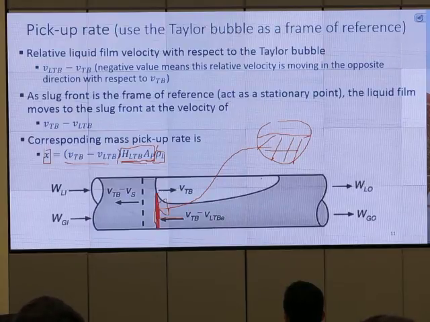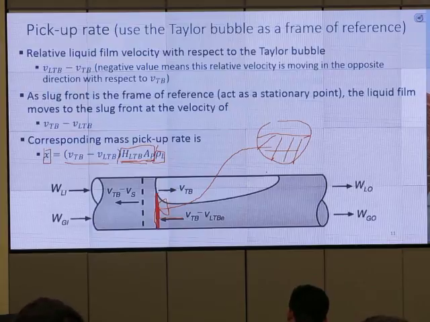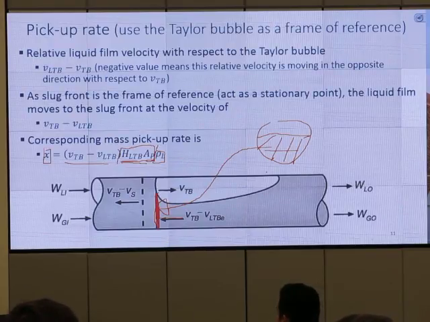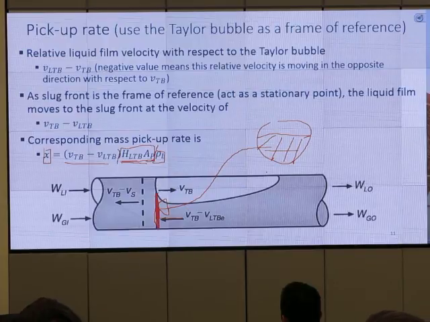Holdup is the area occupied by liquid divided by the area of the pipe. So area occupied by liquid divided by area of the pipe, multiplied by the area of the pipe, equals the area occupied by the liquid phase. Oh, okay, I apologize, not height, holdup, capital H.